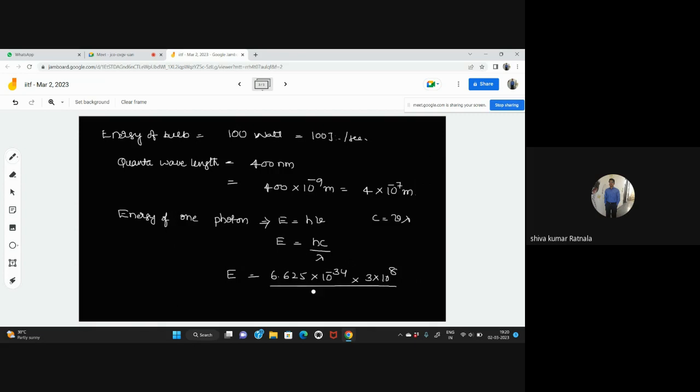by lambda. Sir, the value of c is the speed of light, sir. It is hc by lambda, no sir. c means the velocity of light, no? Yes, sir. What is the speed of light? 3 into 10 to the power of 8, no? Yes, sir.